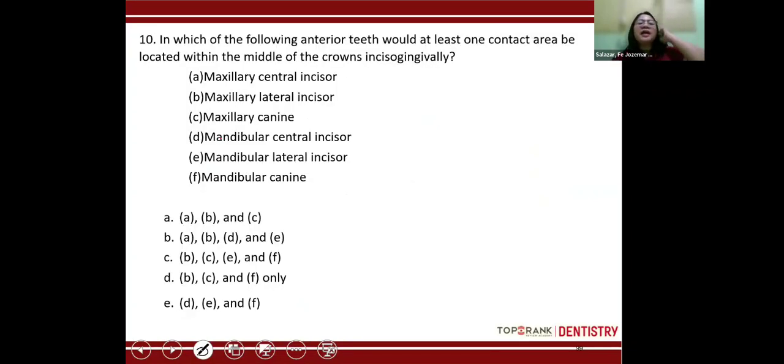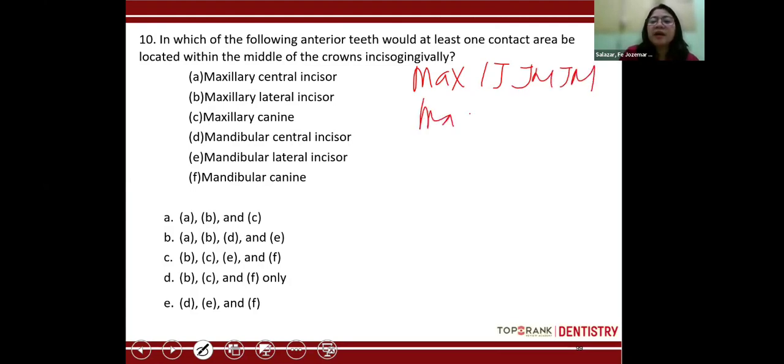Okay. Number 10, in which of the following anterior teeth would at least one contact area be located within the middle third of the crowns incisogingivally? Ano ulit yung mnemonics natin for the maxillary anteriors? IJ, JM, JM. Tama? For the mandibular, it's II, IM. Sabi niya, anterior teeth would at least one contact area be within the middle of the crowns.